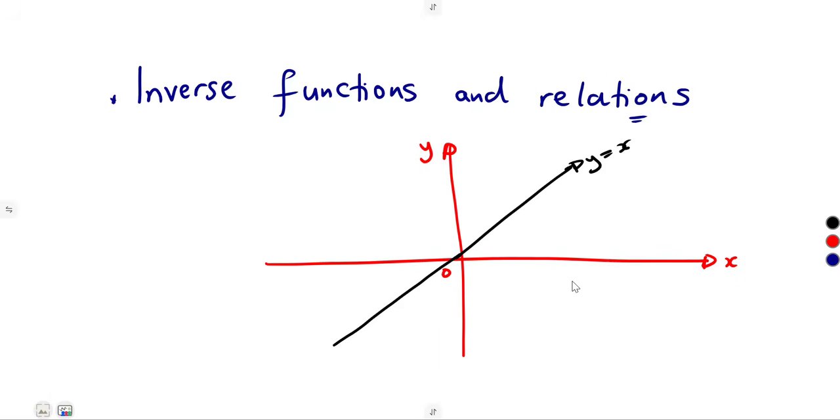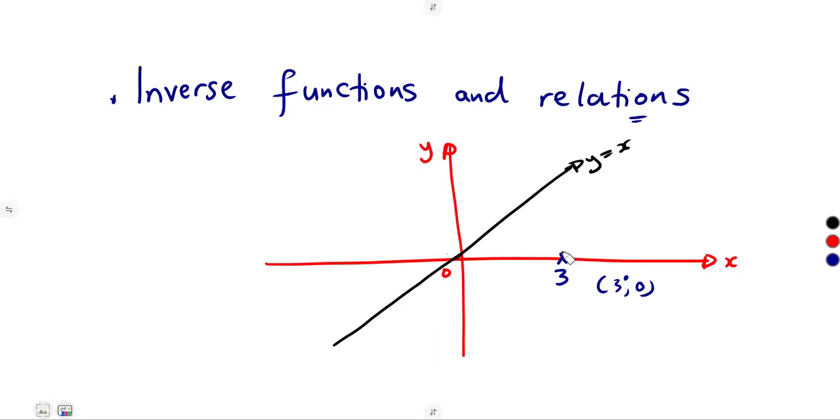So let's say we've got a point here, and this point lies on the x-axis at 3. Its coordinates are (3, 0). When we are talking about a reflection along this line y = x, where are we going to find the image of this point 3?